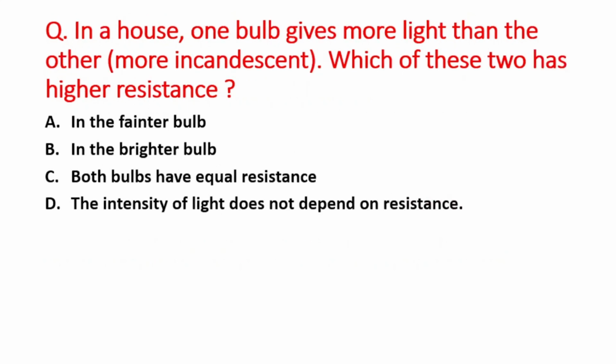You could have got this question right even with just an idea. Okay, next question, this question is also the same, just given with a slight modification. So try to give the right answer. Your question is in a house, one bulb gives more light than the other, means more incandescent. Which of these two has a higher resistance? A option is the fainter bulb, B is the brighter bulb, C option is both bulbs have equal resistance and D option is the intensity of light does not depend on the resistance. So right answer is option A, that is the fainter bulb.